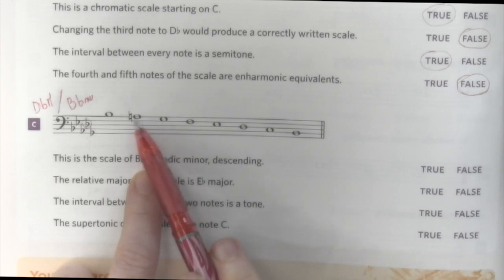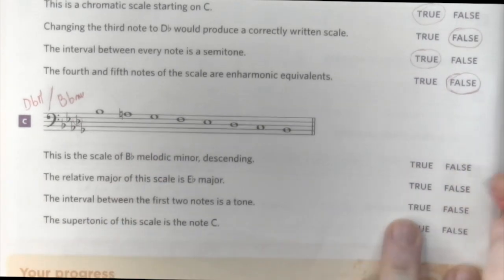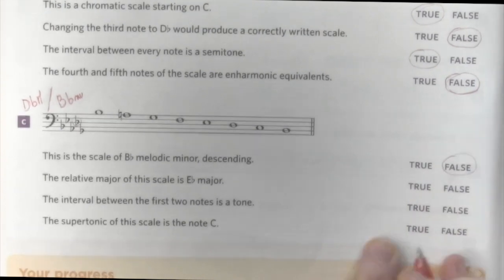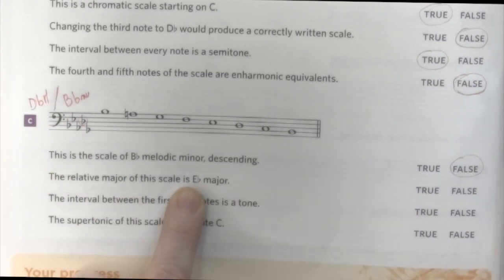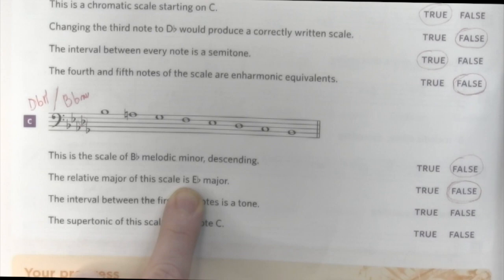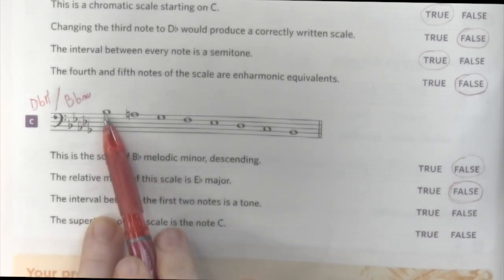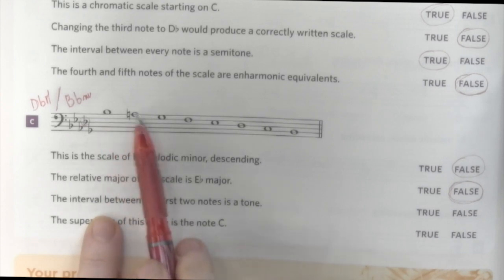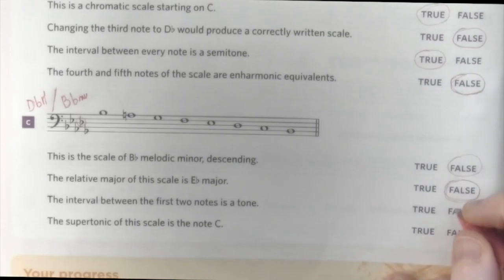Now, is it melodic? No, this has been raised, so this is harmonic. False. The relative major of this scale is E flat. No, it's D flat. False. The interval between the first two notes is a tone. Well, no, it's a semitone because this is the leading note. And also B flat to A is a semitone.